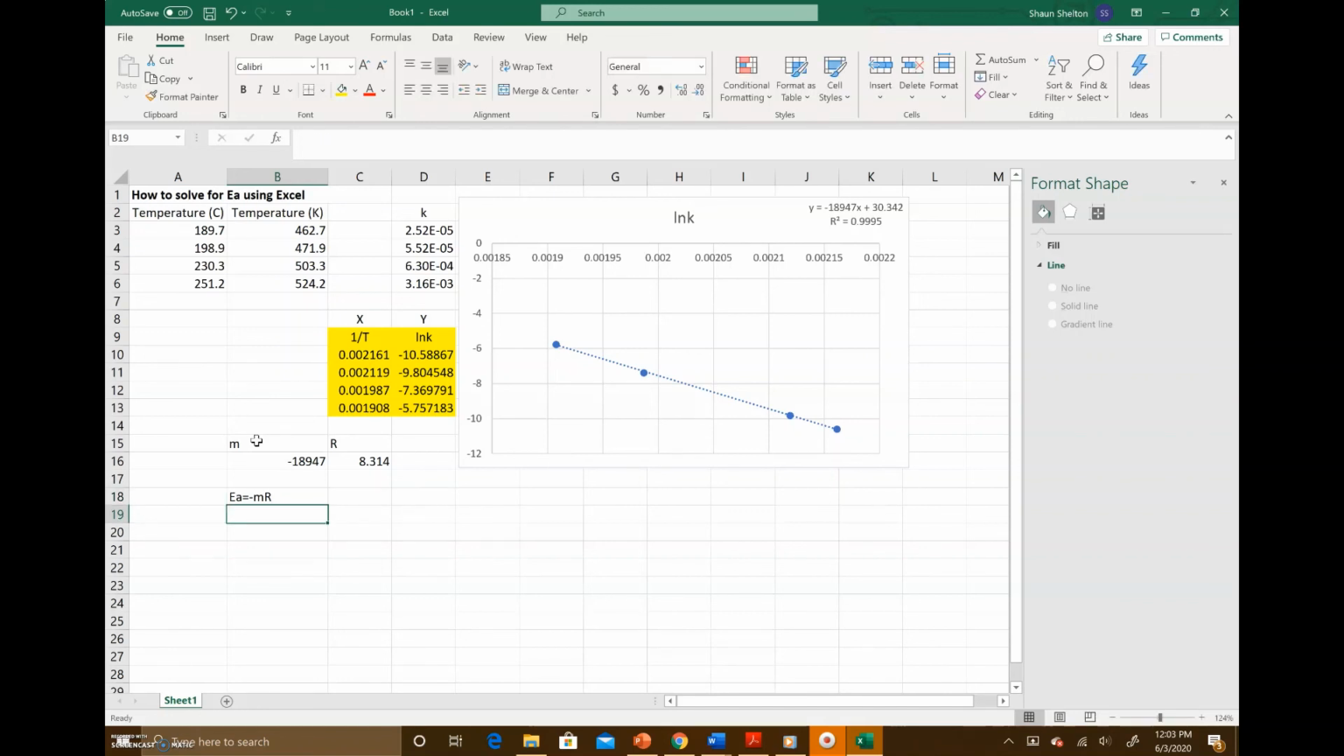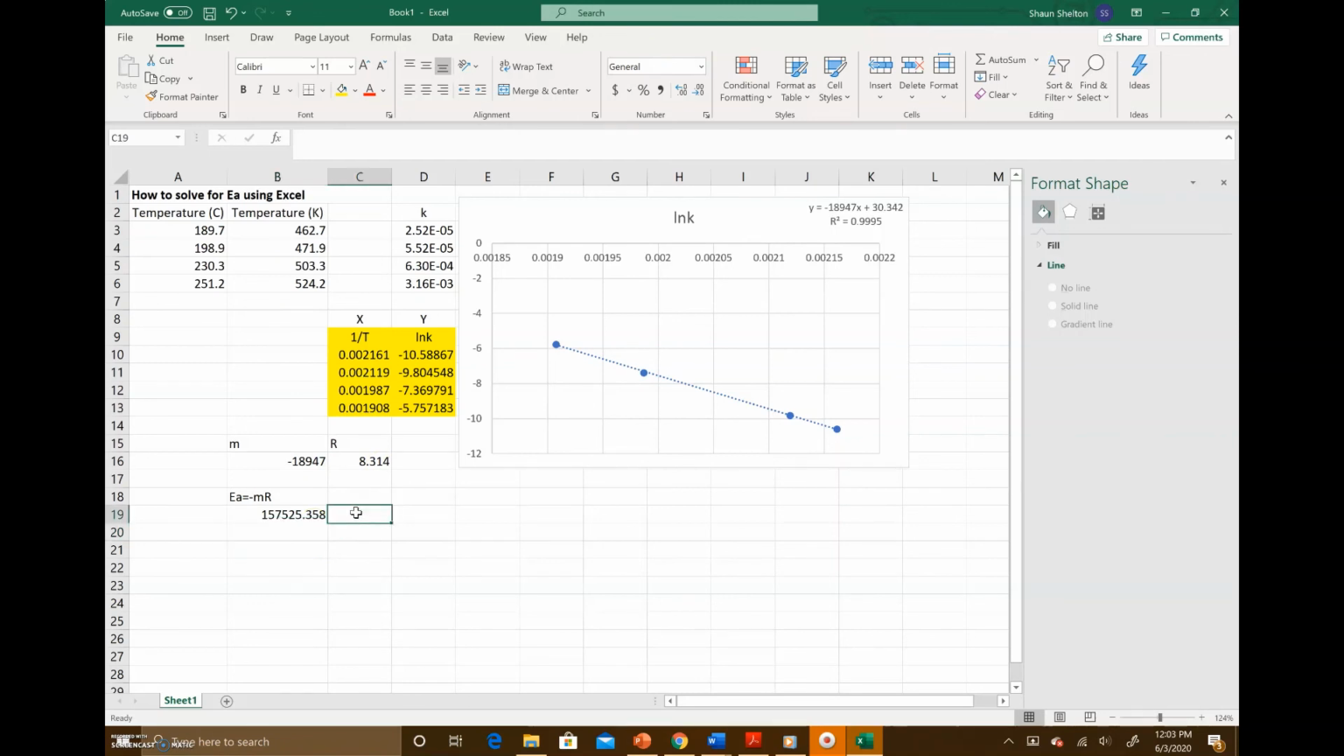So the basic form here is we're going to set it equal to negative, highlight m, and then use the asterisk symbol, which is the multiplication symbol, and multiply by R. And remember, the units for R are joules per mole per Kelvin. The Kelvin is going to go away, and we're going to be left with joules per mole in the end. So now hit enter, and we get a number.